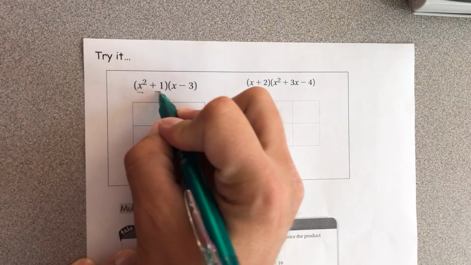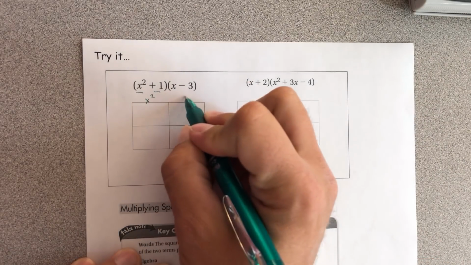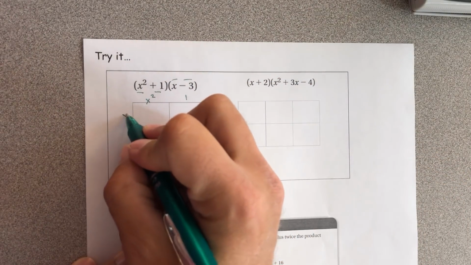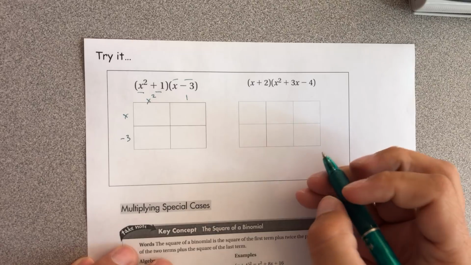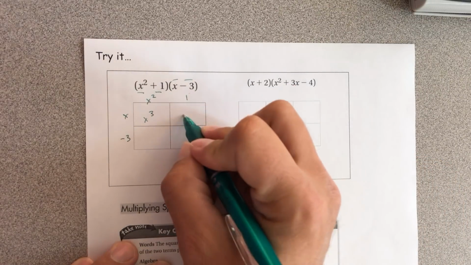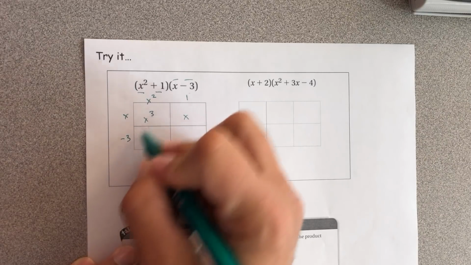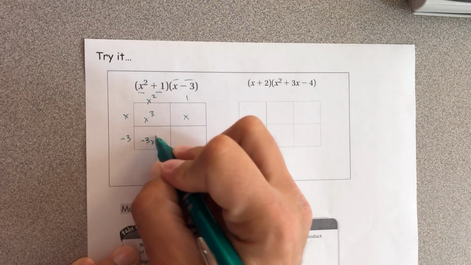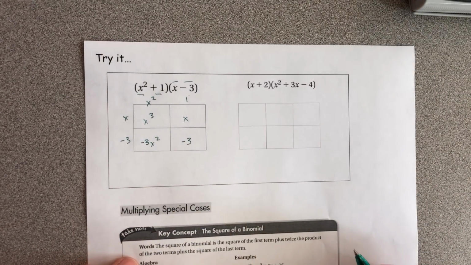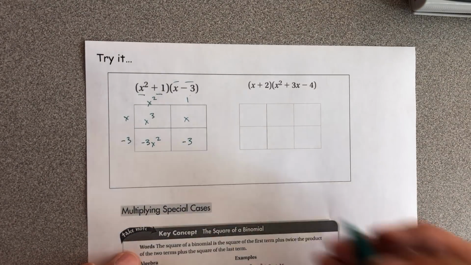So my first parentheses has an x squared and it has a positive 1. My second has an x and a minus 3. So I'm going to put those down the side. And now I multiply. x times x squared is x cubed. x times 1 is x. Negative 3 times x squared is negative 3x squared. Negative 3 times 1 is negative 3. I know I'm going fast, but you should just be checking your work at this point.